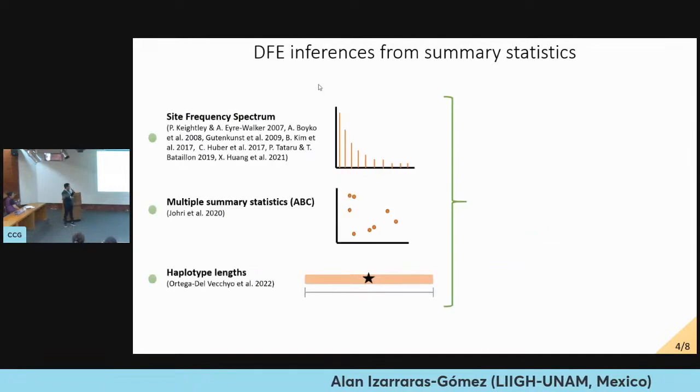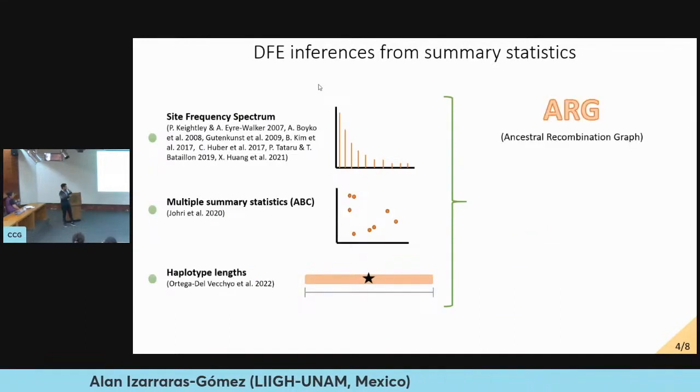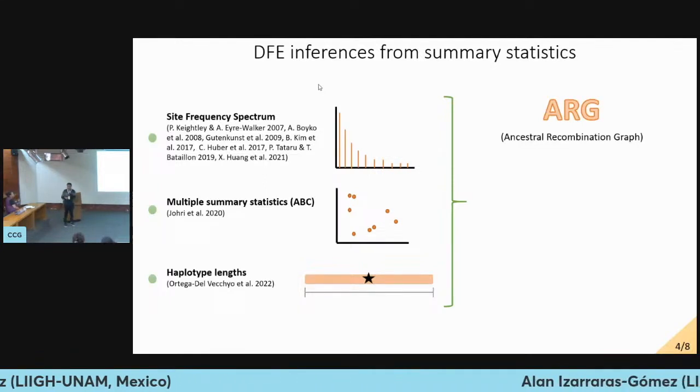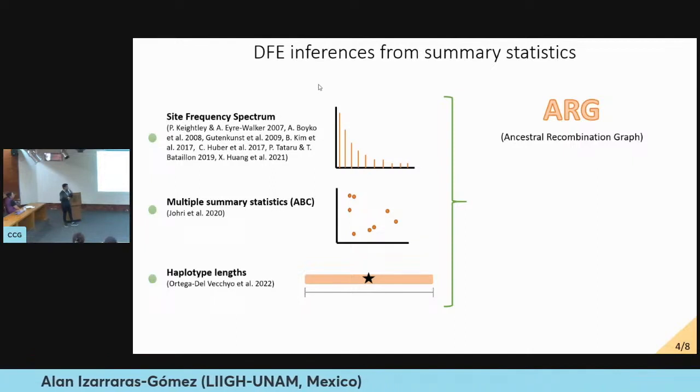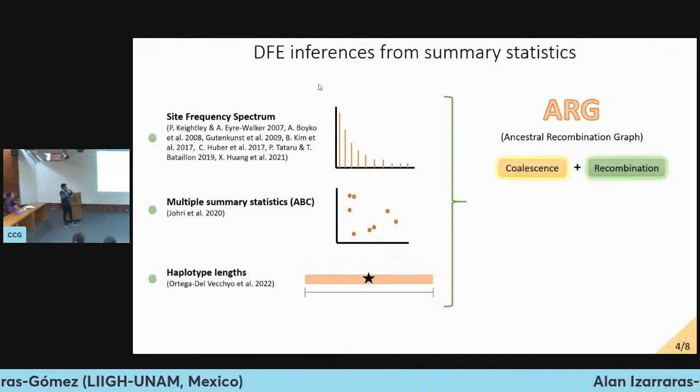And surprisingly, we have this, and it is called the Ancestral Recombination Graph. And in case you're not familiar with this structure, it is basically the coalescent model, which gives you the coalescences of a sample population, but with recombination, which is a crucial piece of the puzzle.